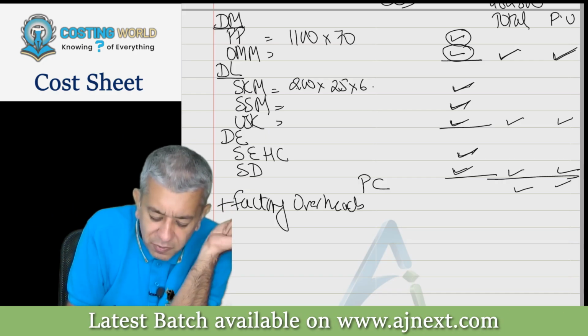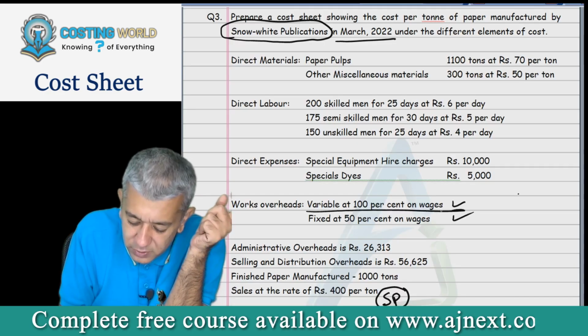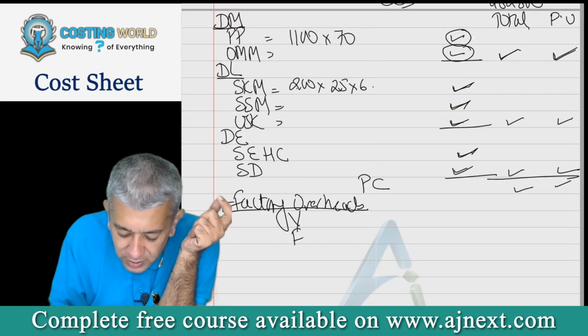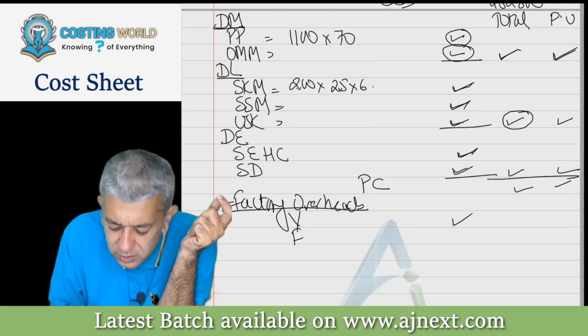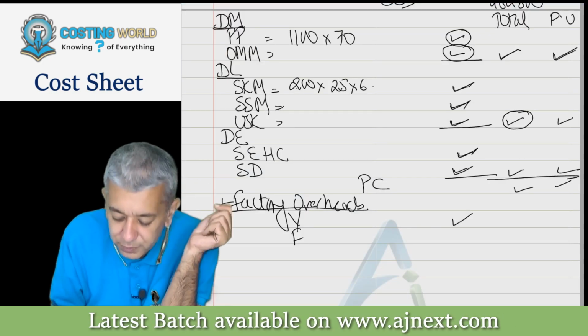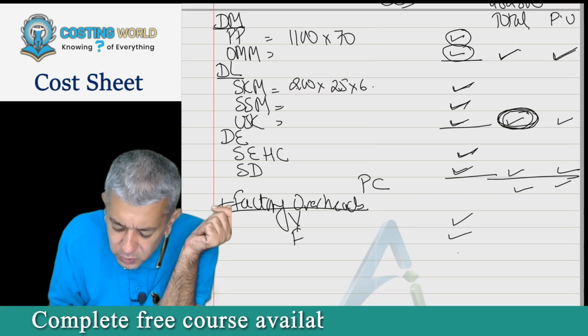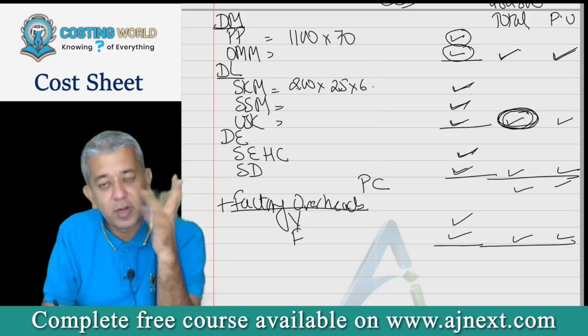But factory overheads in this question are of 2 types: variable at the rate of 100% of wages, fixed at the rate of 50% of wages. So variable and fixed. 100% of wages means same as direct labor, but in the inner column. 50% of direct labor. So 50% of this particular figure will be coming over here. Once you all do that, your factory overheads will be all together done.